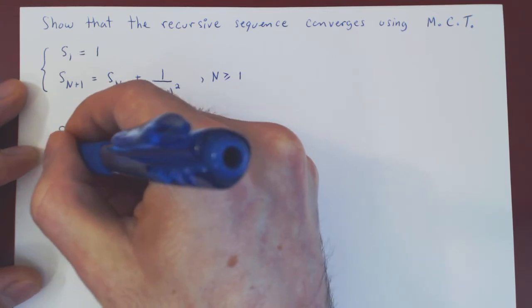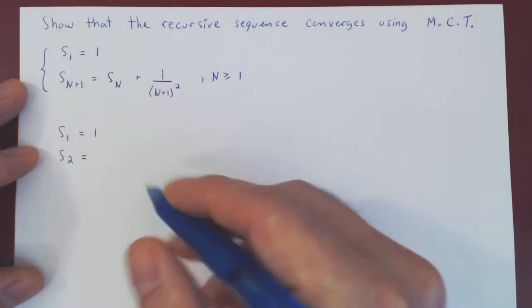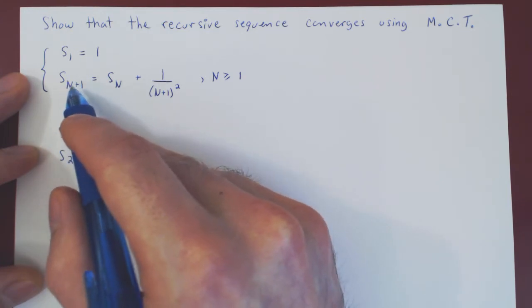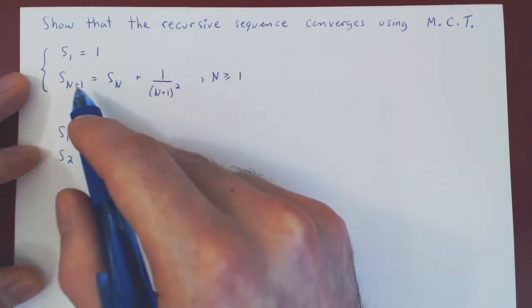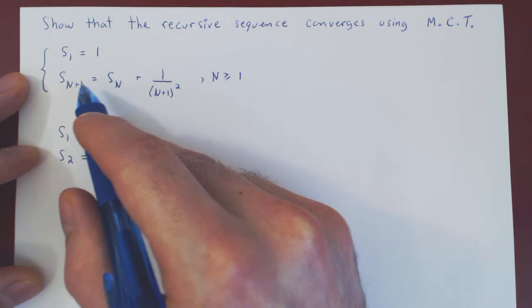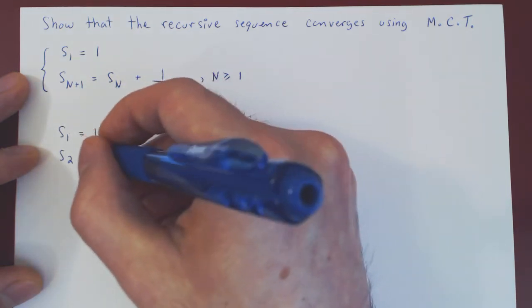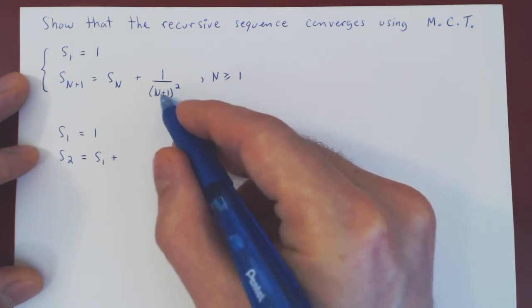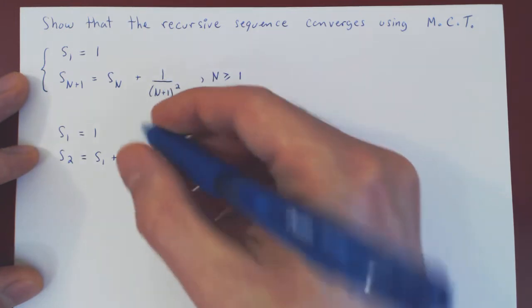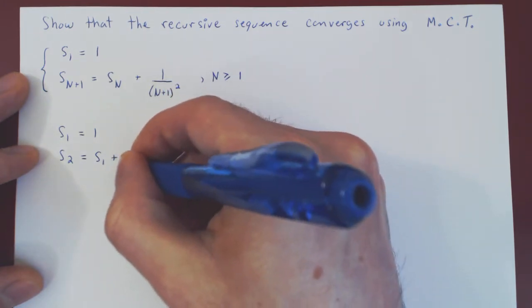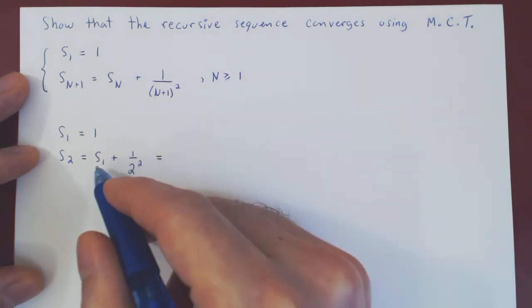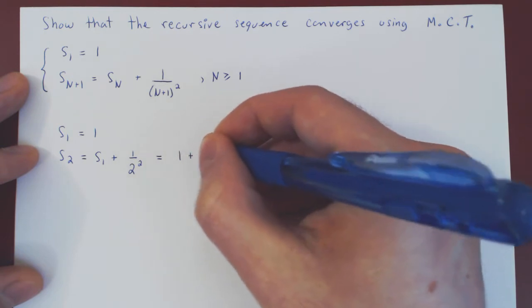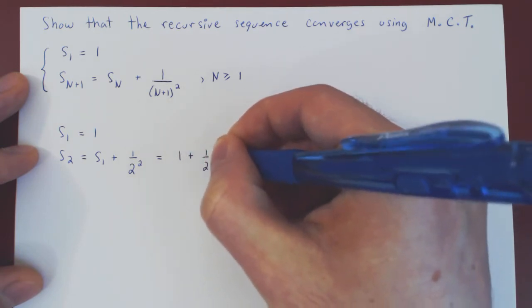How do we find S2, the second term of our sequence? Well, to get S2 here, you must take N to be 1. So then you'll have that S2 will be S1 plus 1 over 1 plus 1 is 2, so 1 over 2 squared. But we know S1. S1 is taken to be 1. So this is 1 plus 1 over 2 squared.